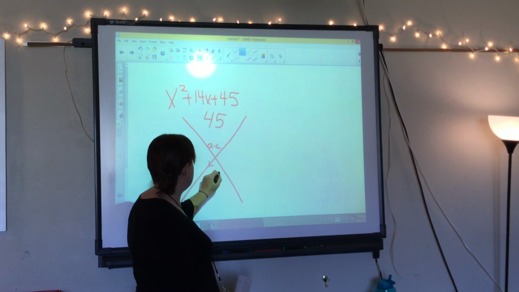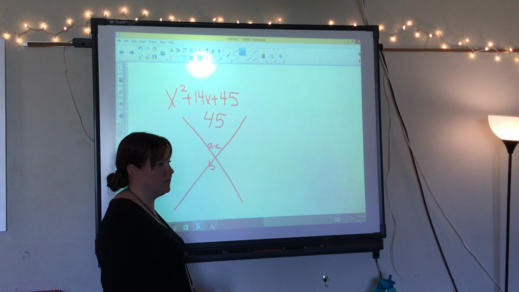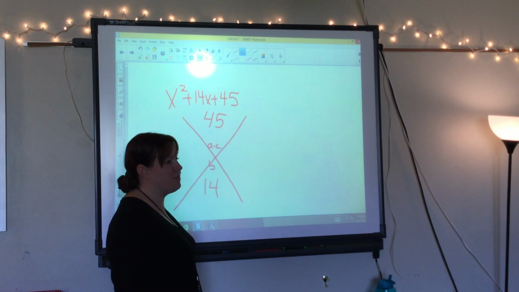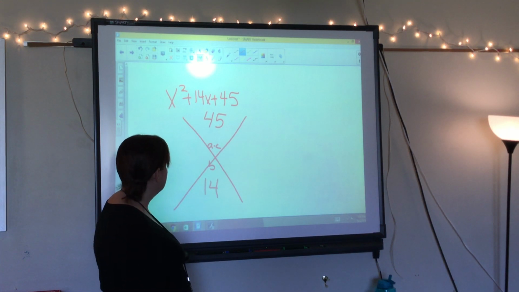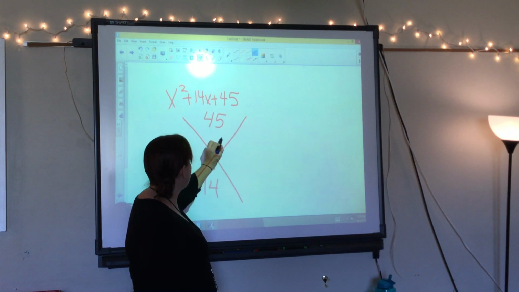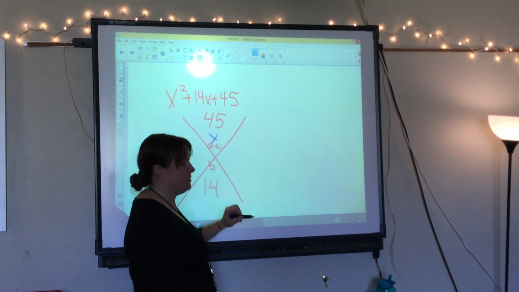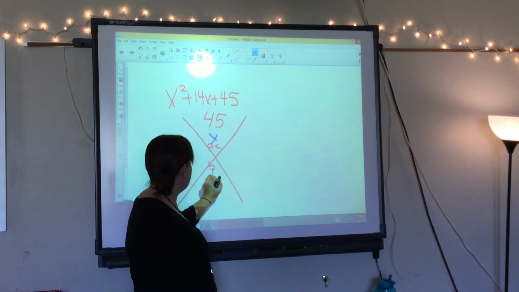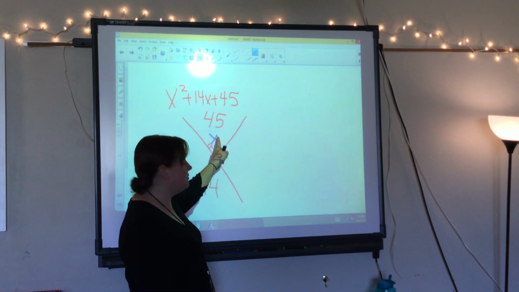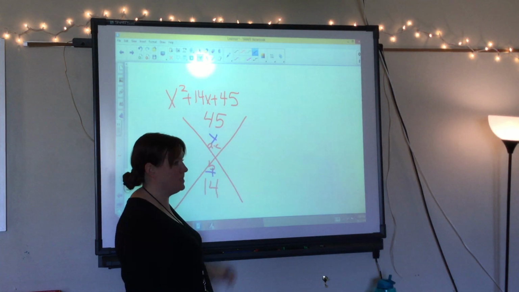And then down here I write B. B is 14. So it's just the number in front of the x. And what I'm trying to do is find two numbers that multiply to 45 and add to 14. So I'm trying to find numbers that multiply to this number but add to 14. 9 and 5.